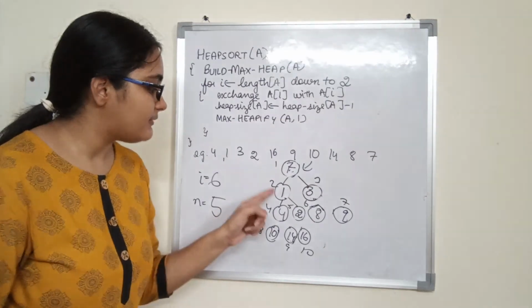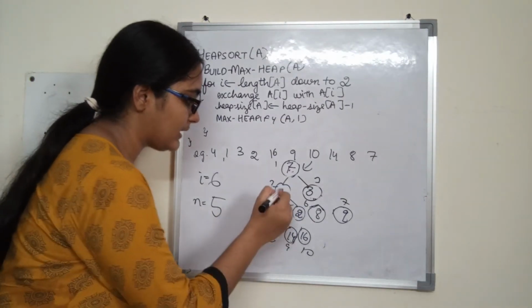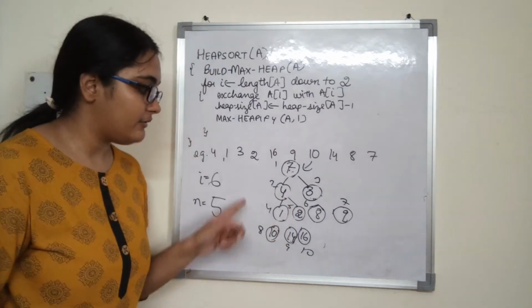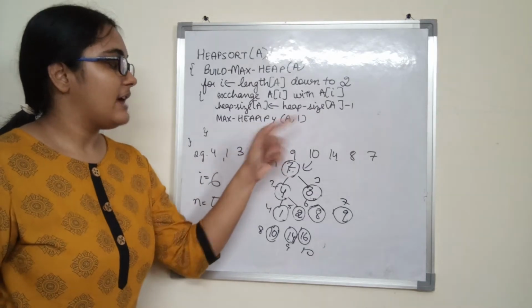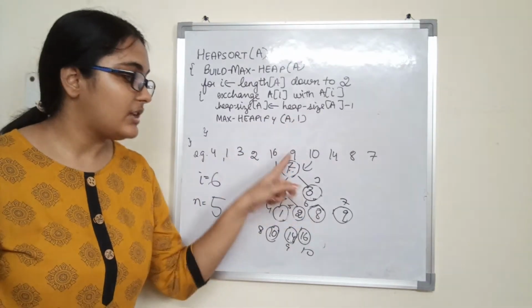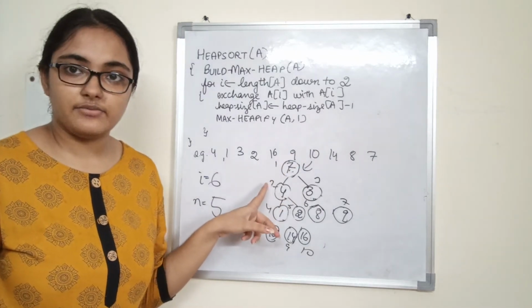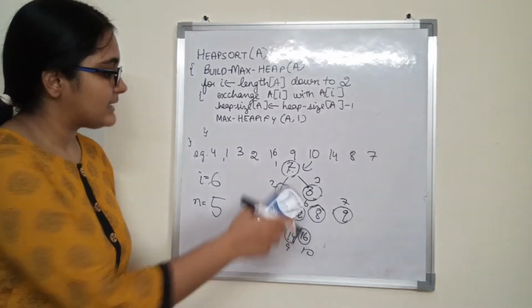Now we call max heapify on this. Out of 1, 4 and 2, which one is the greatest? 4 is the greatest, so 4 will come here and 1 will go there. Now when we call it on a leaf, nothing will happen. So again the maximum element is present at the root. What is the size of the heap currently? Currently the size of the heap is 5. Now max heapify has been called.